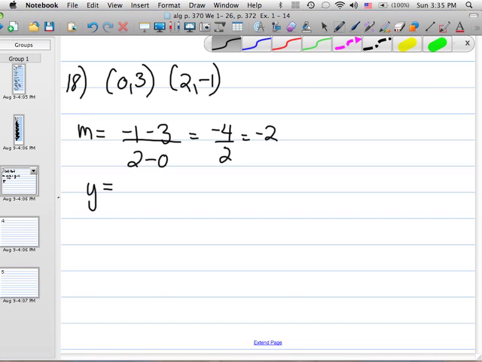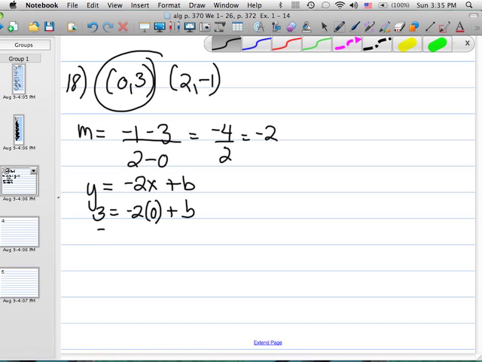So our equation so far is y equals negative 2x plus b. I'm going to pick this point for x and y. So y is 3, x is 0. So 3 equals, this is 0 plus b, which is just b. So our intercept is 3. Our equation for the line is y equals, our slope was negative 2x, and our intercept is plus 3.